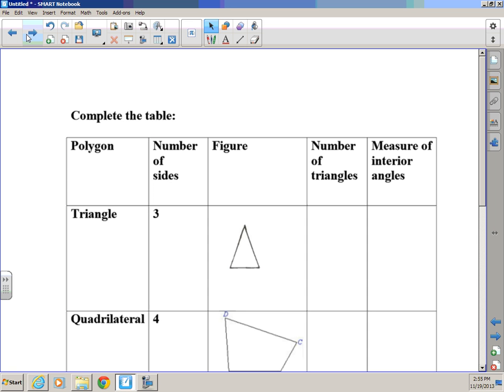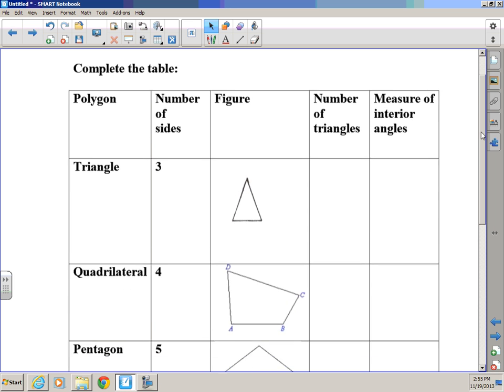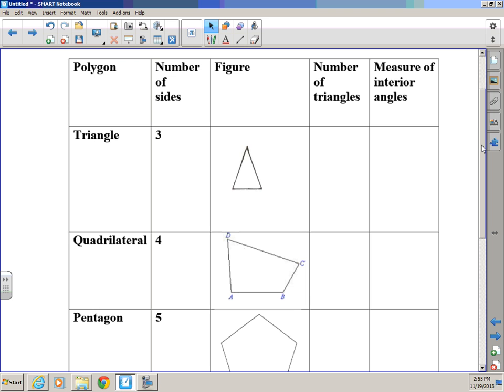Okay? So, we're going to start at our baseline of triangles. What we're going to do is identify the polygon, the number of sides, what the figure looks like, the number of triangles we can form from the figure, and the measure of the interior angles. So a triangle, which has 3 sides, is obviously only one triangle, and as we've already discussed, is comprised of 180 degrees.